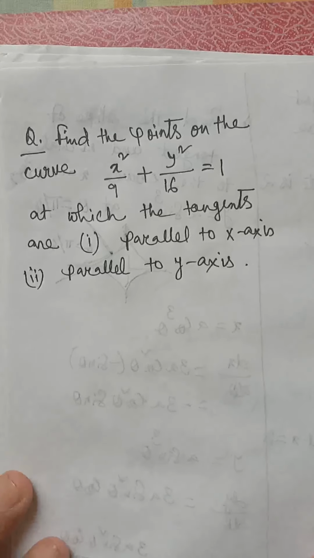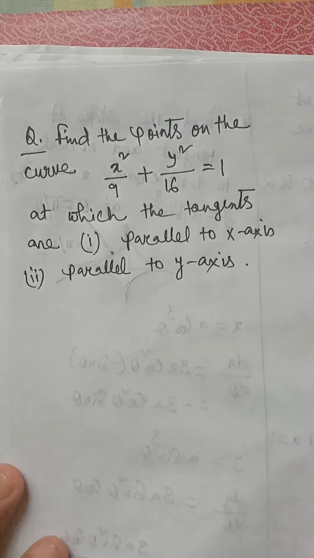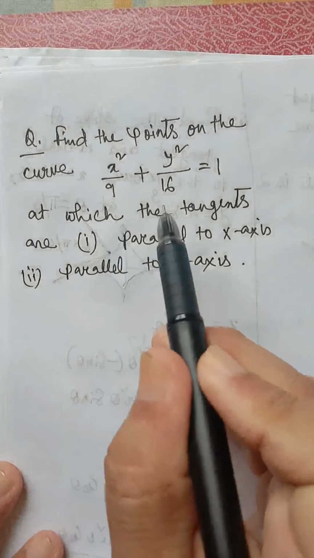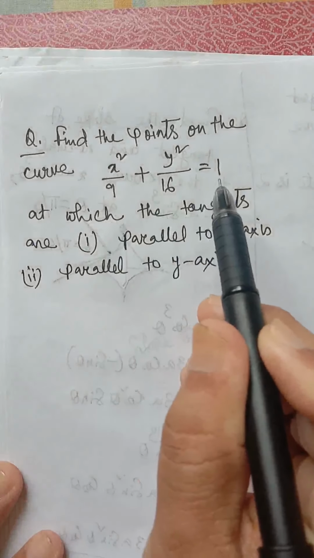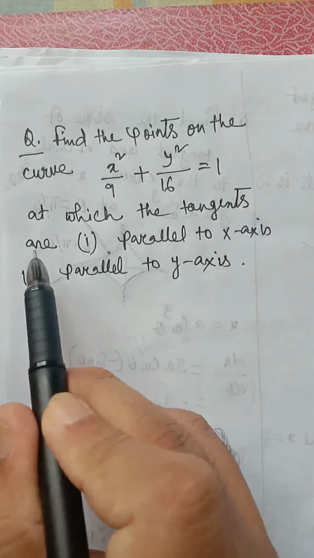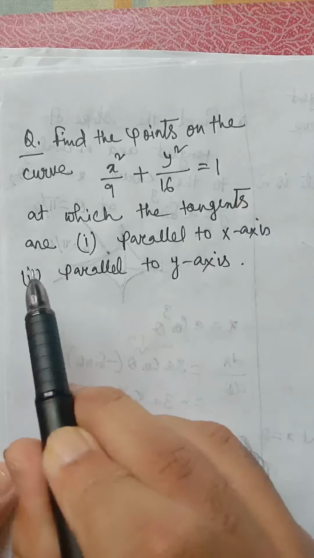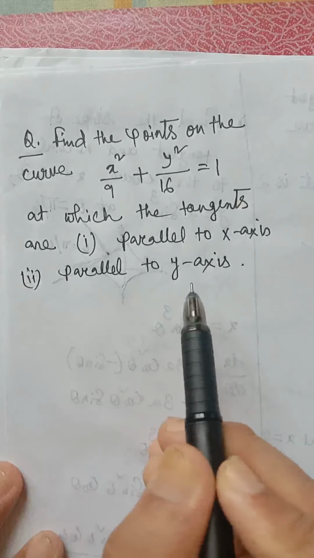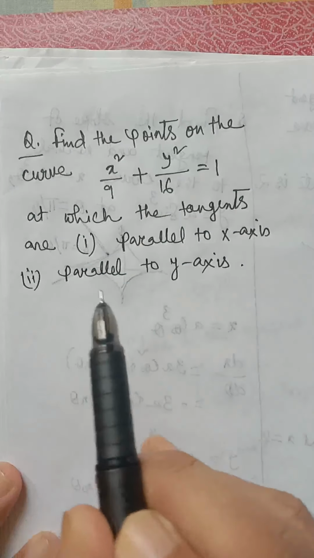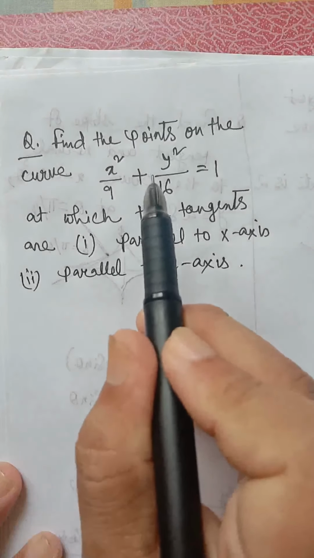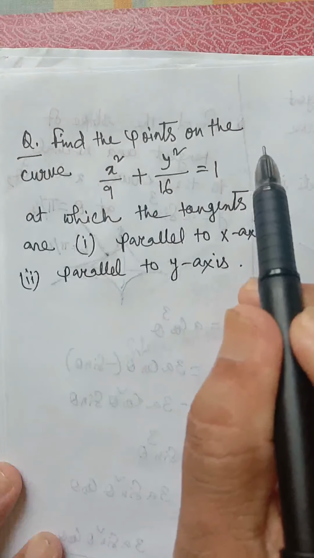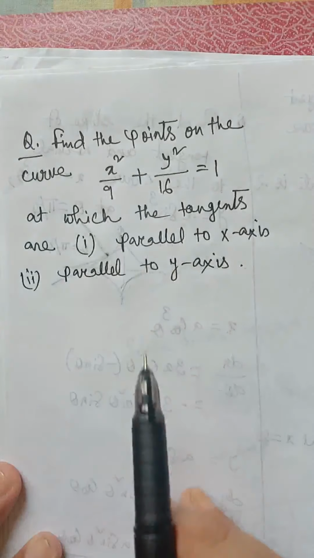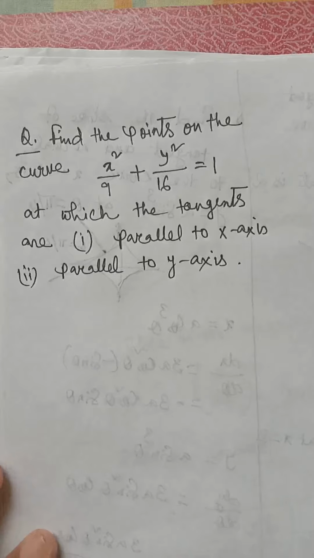Now this is a very important question. Find the points on the curve x square by 9 plus y square by 16 equal to 1, at which the tangents are number 1 parallel to x axis and number 2 parallel to y axis. We have to find points on the curve where the tangent drawn will be parallel to x axis and where it will be parallel to y axis.